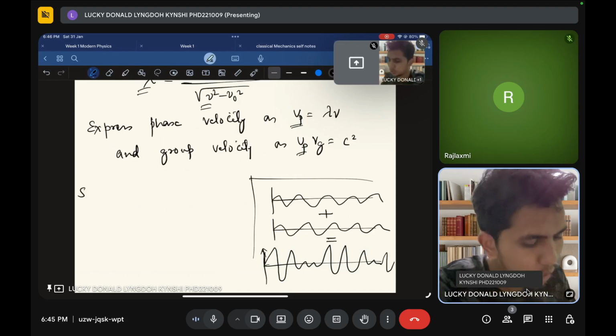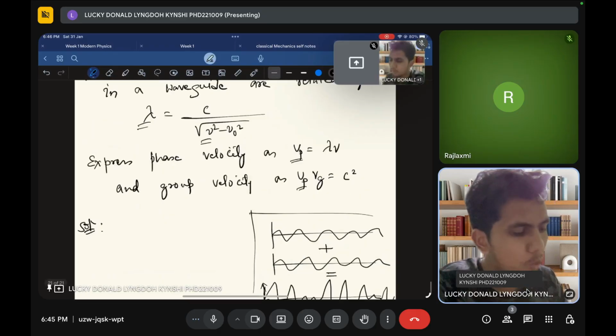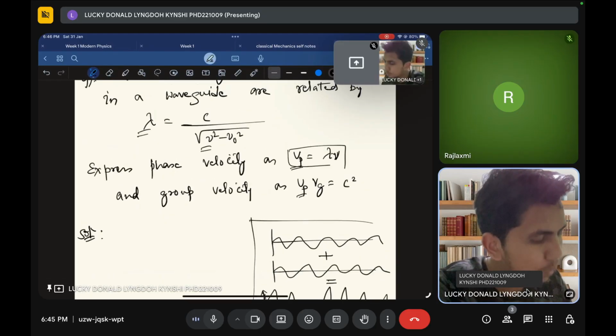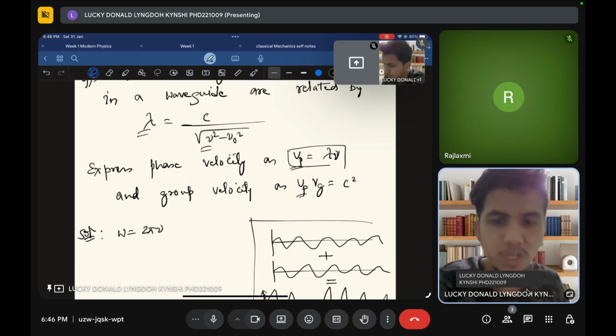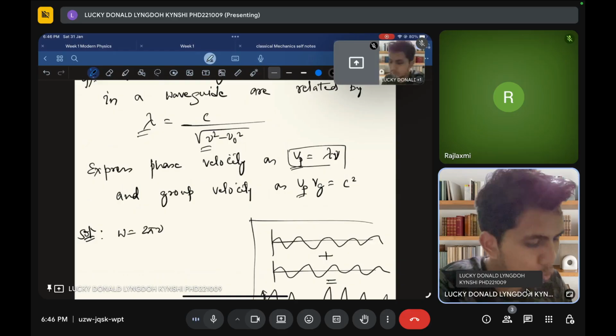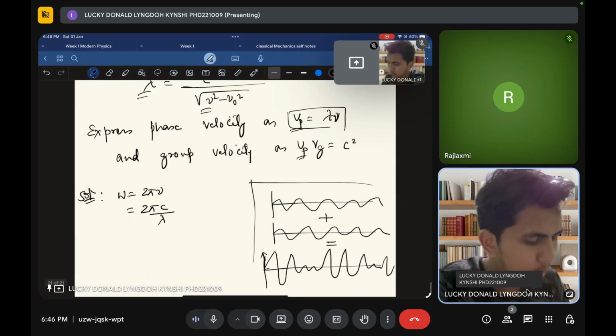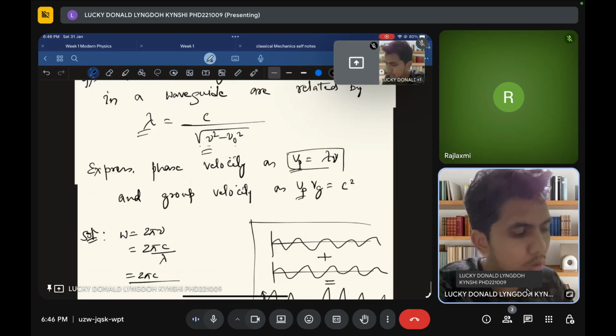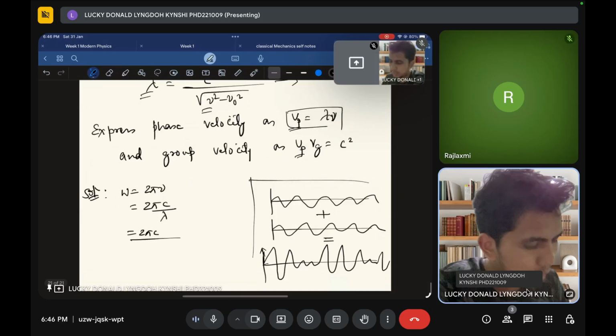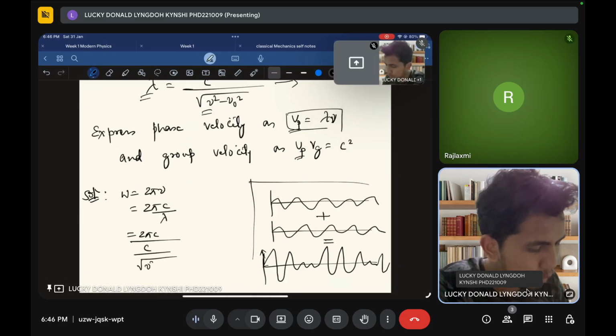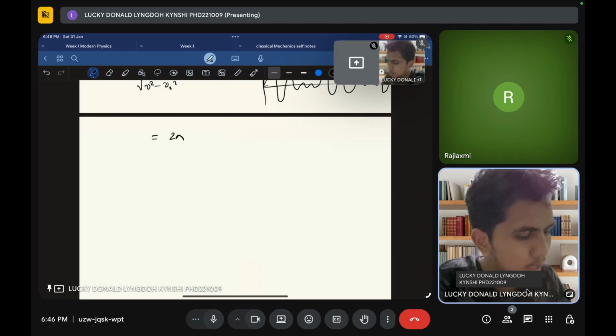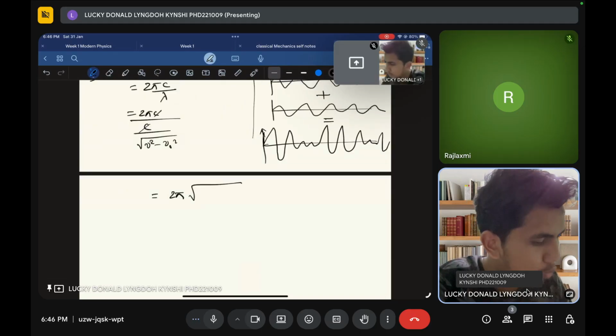For our purpose now, we have to express why your phase velocity is equal to lambda mu. To do that, omega is equal to 2 pi mu. You start from your frequency, which is 2 pi mu. This is equal to 2 pi c by lambda. Then you put in the given equation, lambda equals c over root of mu square minus mu naught square. So c and c get cancelled, and you get 2 pi times root of mu square minus mu naught square. So this is omega.